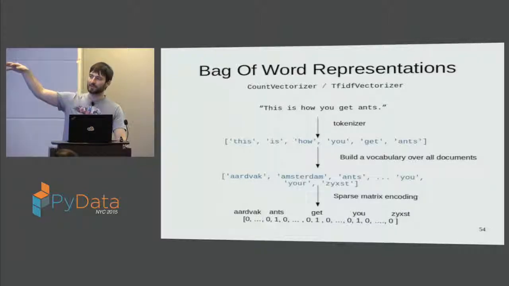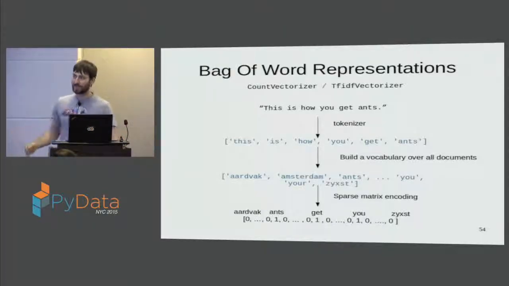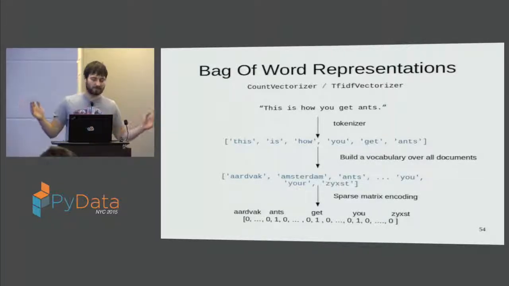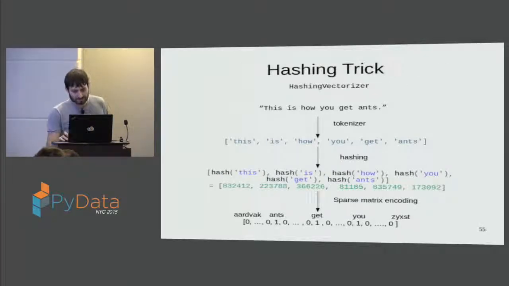You have your string, you tokenize it, you build the vocabulary, you do a sparse matrix encoding. Critical step, you build a vocabulary. You need to have all documents, and you need to store the vocabulary in RAM. So it doesn't work in a streaming setting. If your data is very big, you might not be able to store your vocabulary in RAM. So bad idea.